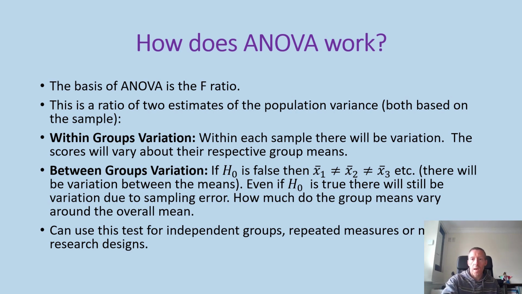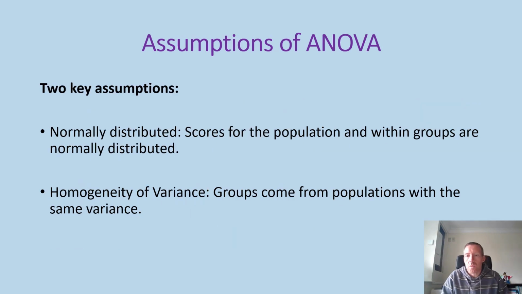I'll come back to the F ratio in a second, but in order to do an ANOVA test, it's a parametric test, so there are a couple of key assumptions we have to meet. The first is normal distribution: scores for the population and within groups have to be normally distributed. The second is homogeneity of variance. For repeat measures designs, it's called sphericity. They're a similar sort of thing. This means the groups come from populations with the same sort of variance. If we've got 2 groups, the variance around the group mean for group 1 is similar to the variability around the mean for the second or third group. There's not a huge difference. You've not got this much variability for one group, and this much for another.